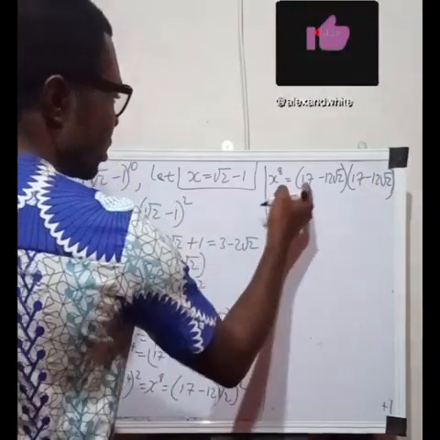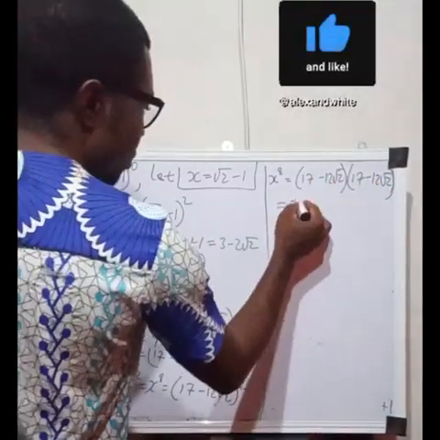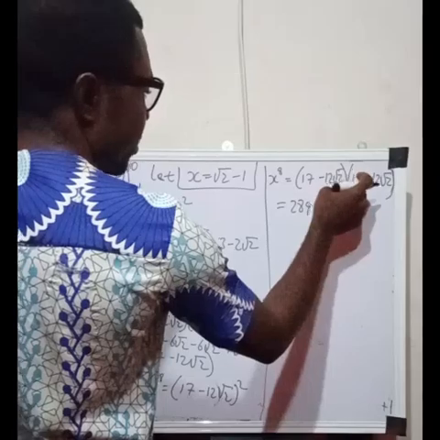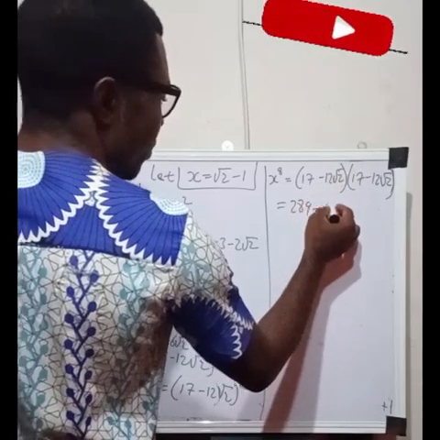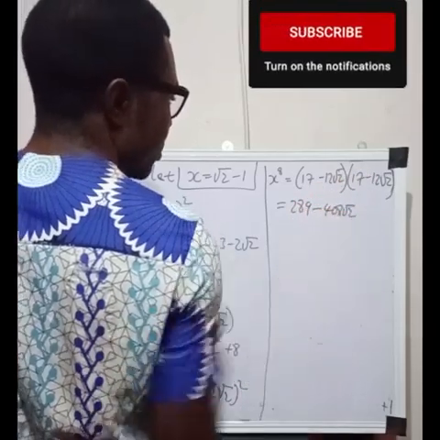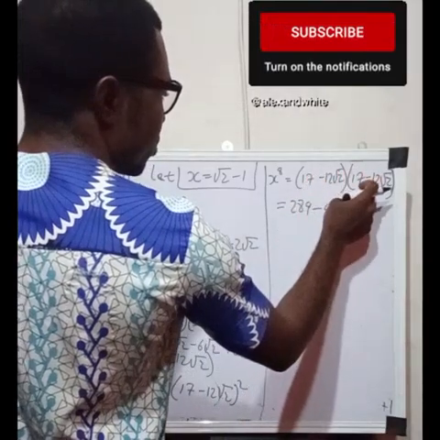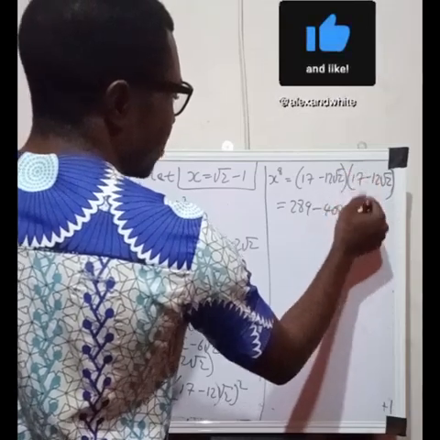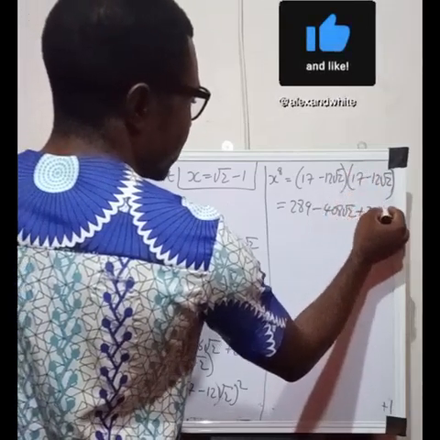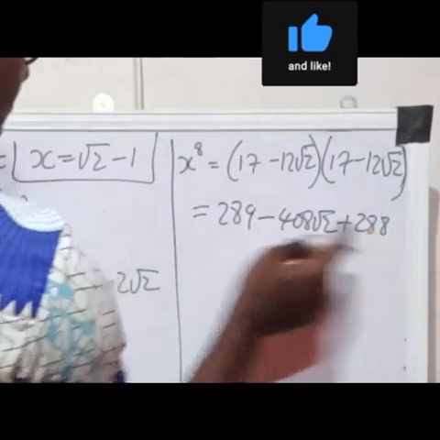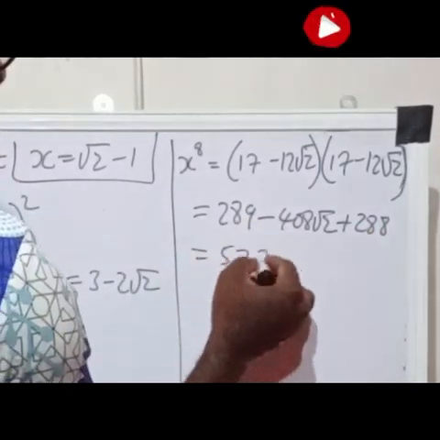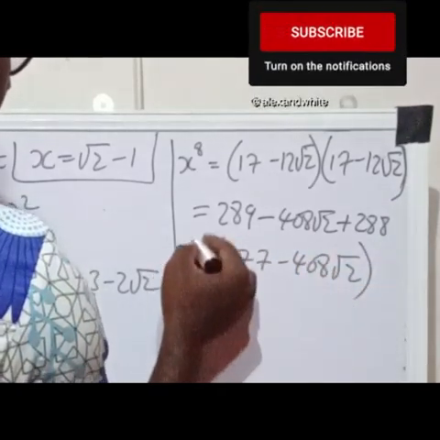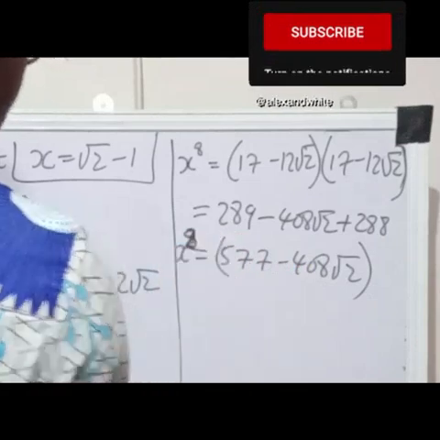And that will give us 17 times 17, 289. 17 times 12 and 12 times 17 added together will give us minus 408 root 2. And then minus 12 times minus 12 will give us 144, and then times 2, we have plus 288. When we add this and this, we have 577 minus 408 root 2. That is for x raised to the power 8.